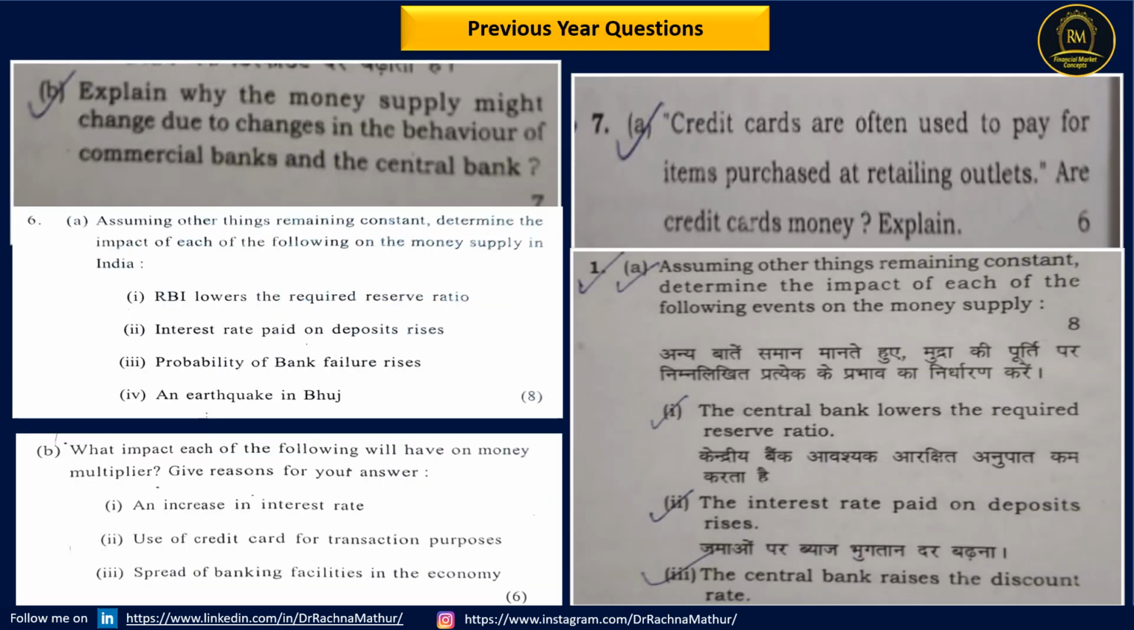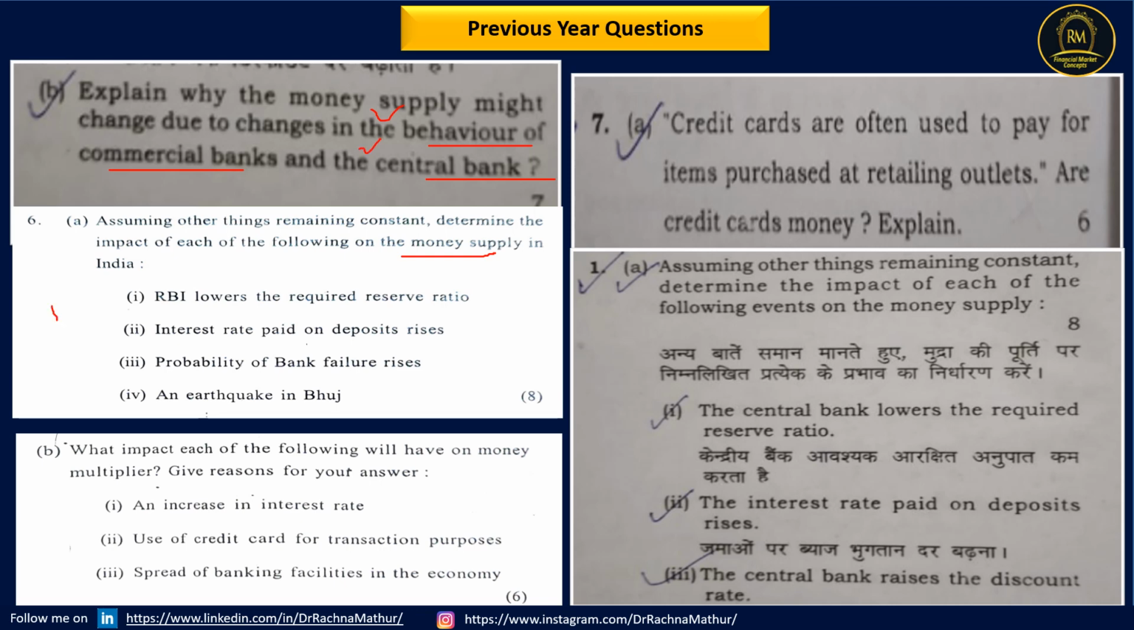So here is the question collected on the determinants of money supply and the impact of money supply. The question says explain why the money supply might change due to the change in behavior of the commercial bank and the central bank. That means commercial bank determinants of money supply and central bank determinants of money supply.